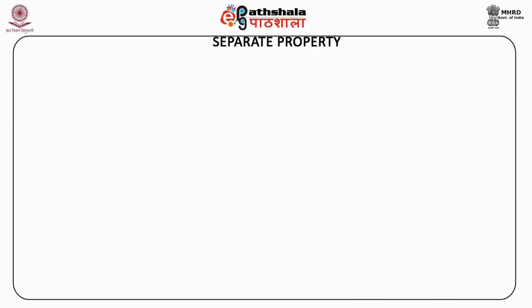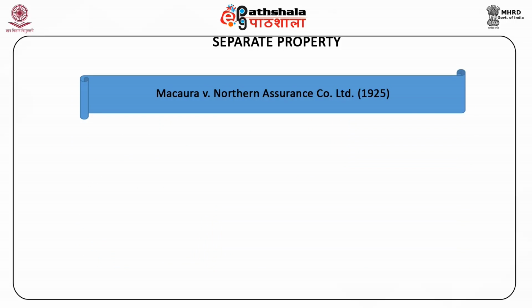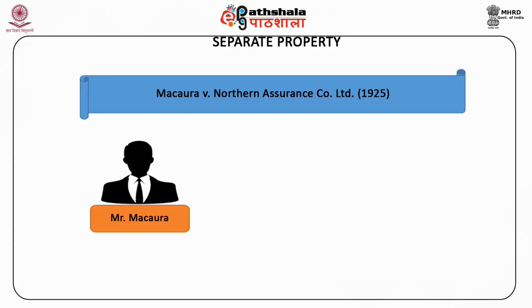We shall now consider the case of Macaura versus Northern Assurance Company Limited, 1925. Mr. Macaura was the holder of nearly all the shares except one of a timber company.